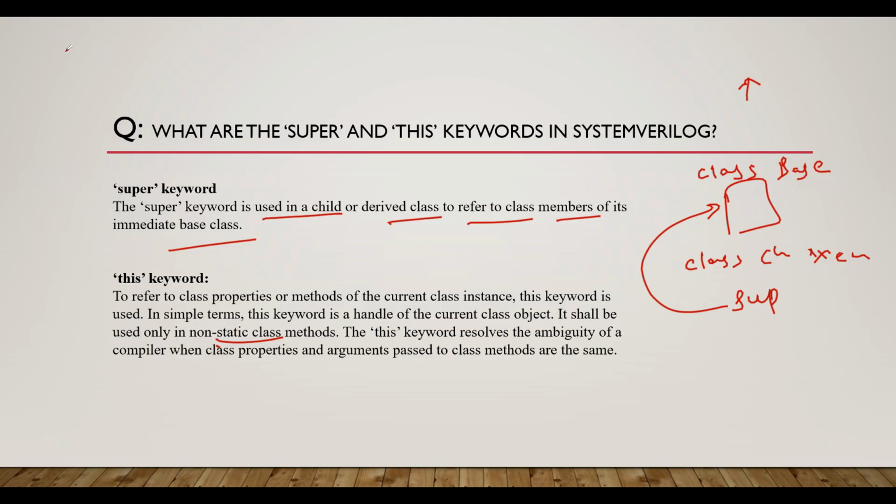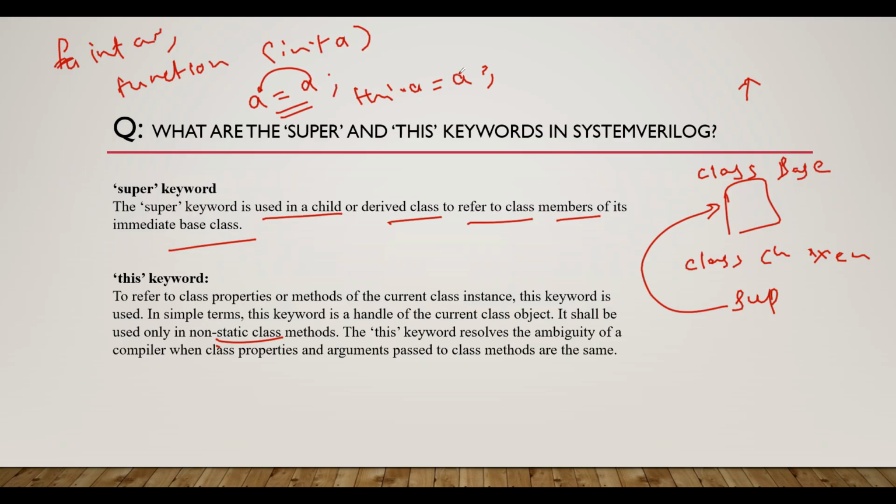Now what is the use of this keyword? Suppose you have declared one int a, and after that you have declared one function, or method, and inside that method int a you have written. Now you are assigning a is equal to a. This will create some ambiguity, like the compiler may get confused about which value has been assigned to a. So for that we have to write this.a is equal to a. That means the value of a will get assigned to this. So these are the basic uses of this keyword.